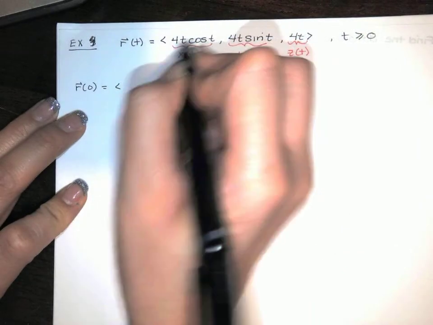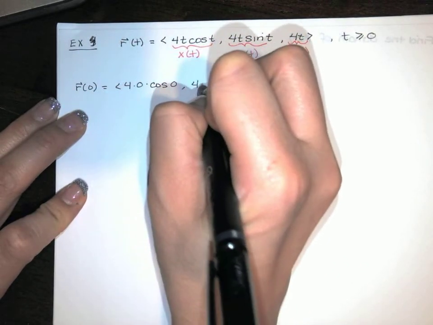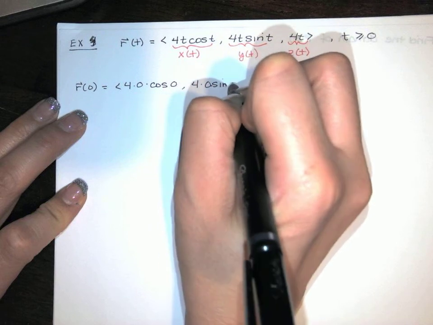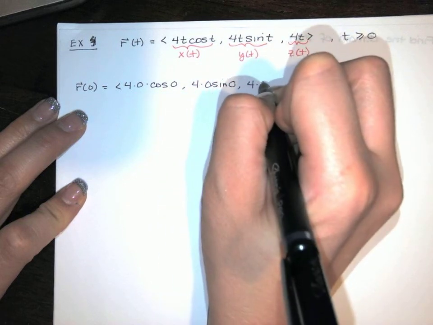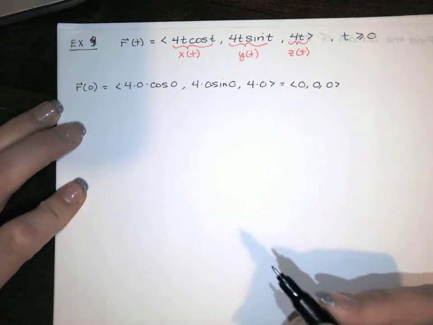When t equals 0, we get 4 times 0 times cosine of 0, so that's 0. And 4 times 0 times sine of 0, clearly also 0. And 4 times 0, which is 0. So it's a pretty boring vector, not much going on. I get the 0 vector.